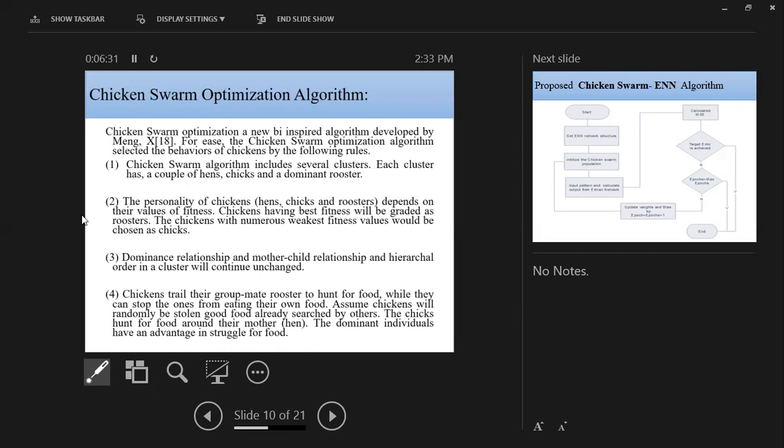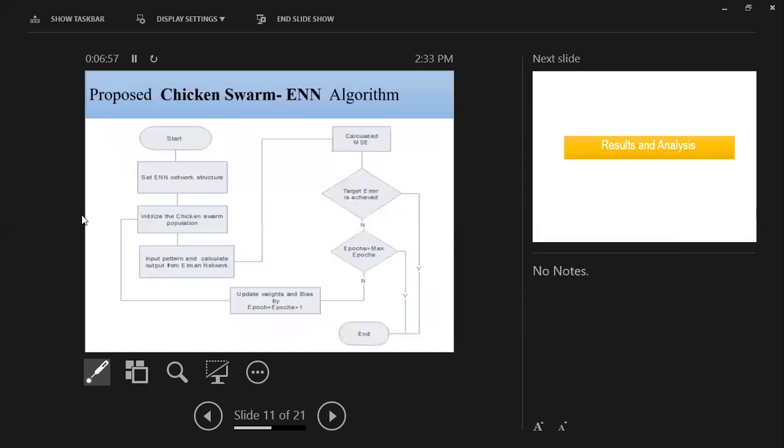Dominance relationship and mother-child relationship and hierarchical order in a cluster will continue unchanged. Chickens trick group mates, the rooster, to hunt for food while they can stop the others from eating their own food. Assume chickens will randomly steal good food already searched by others. The chicks hunt for food around the mother hen to dominate. The dominant individual has an advantage in the struggle for food.